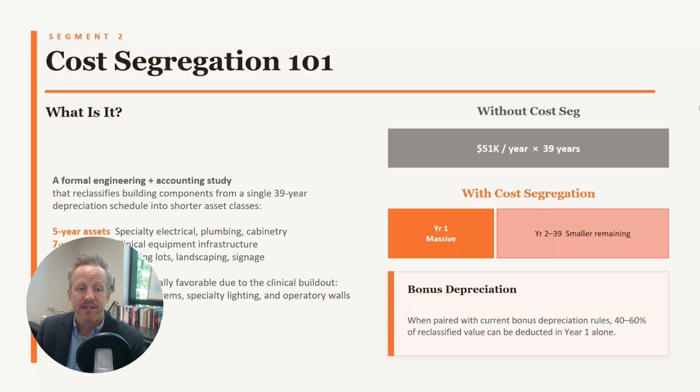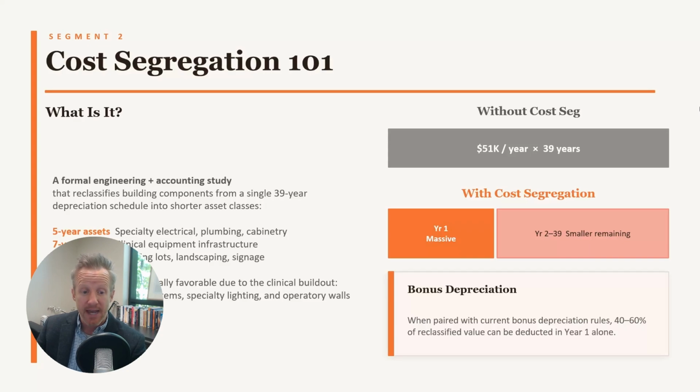There's 7-year categories, and then there's 15-year categories. In 7-year categories, there's certain clinical equipment that's more structural in the building. I won't go into that one. Honestly, we almost never use that. We put almost all clinical equipment in the 5-year category.